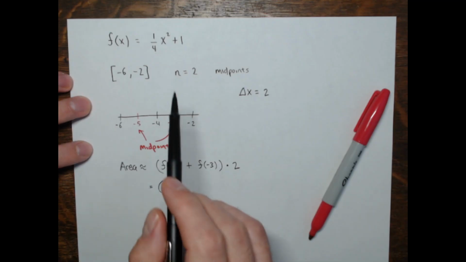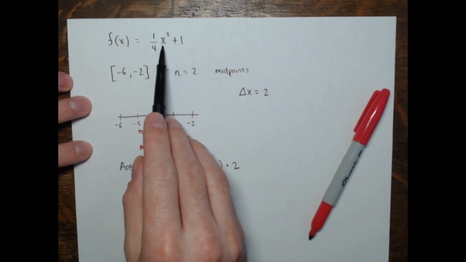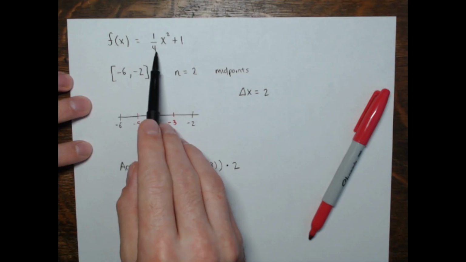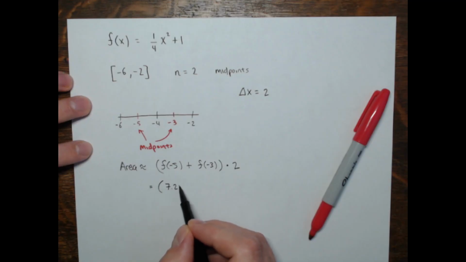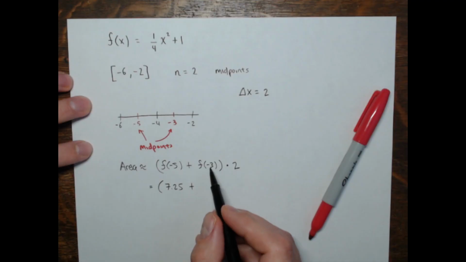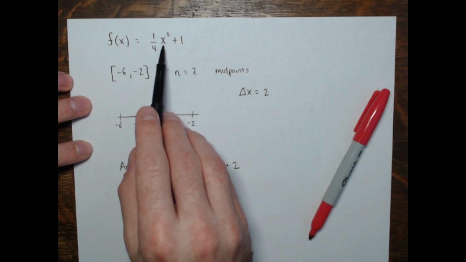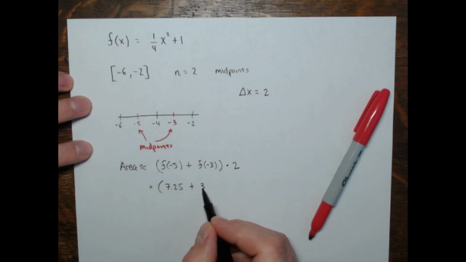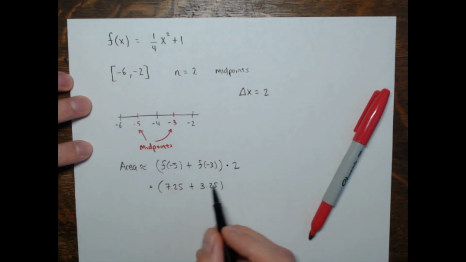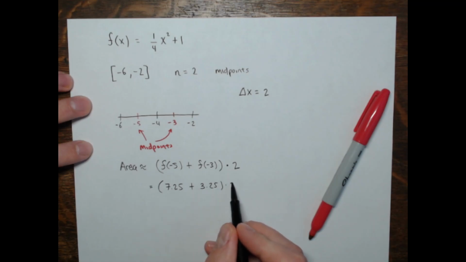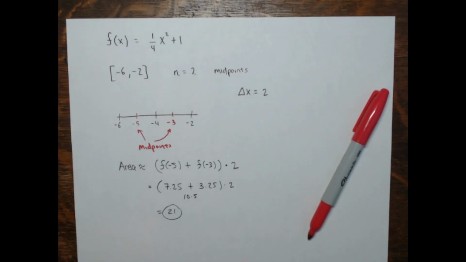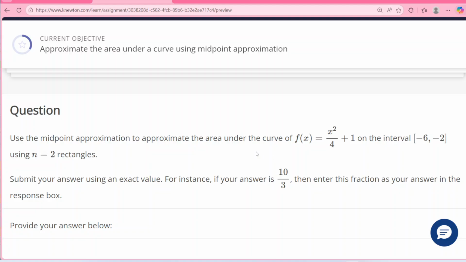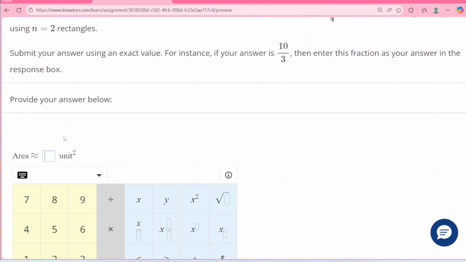Now at -5, that's 25 divided by 4, so that's 6.25 plus 1 is 7.25, plus the value of f at -3, that's 9 divided by 4, which is 2.25 plus 1, so 3.25. And then after you add them, multiply by 2. This is 10.5, but then times 2 would be 21. So 21 square units is approximating the area that they're asking for here.